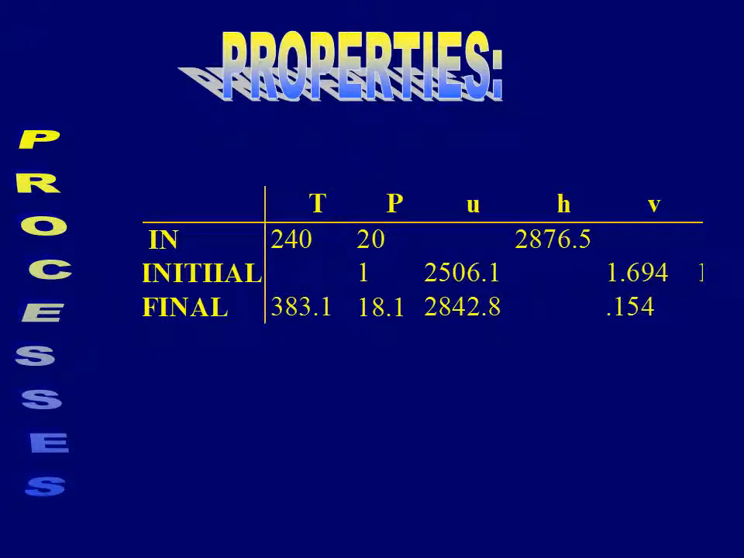Here are our properties, and that's the solution to it. So go home and try that, or I guess you are home. Just try that, plug that into your calculator and see if you can verify all of these properties here that we have for the final state.